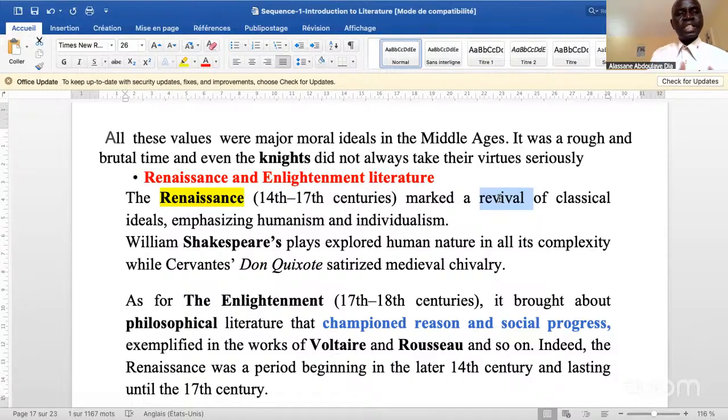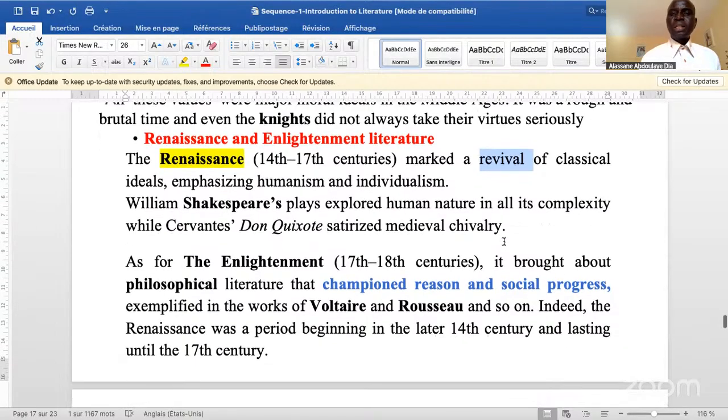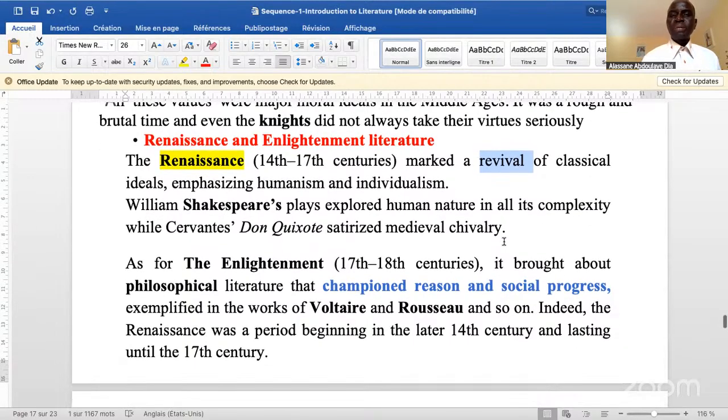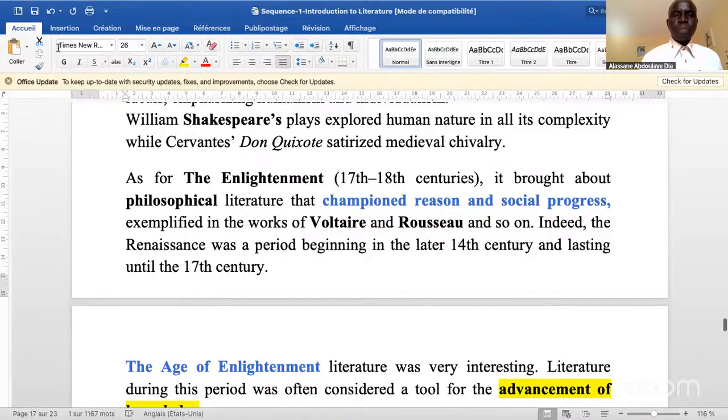You can find an example in William Shakespeare. We are all Englishmen, we love Shakespeare. If you take William Shakespeare's plays, you see a great reflection of the Renaissance. So you can take Cervantes, for those who can read Spanish, Cervantes, Don Quixote. It satirized medieval chivalry. That's about the Renaissance.